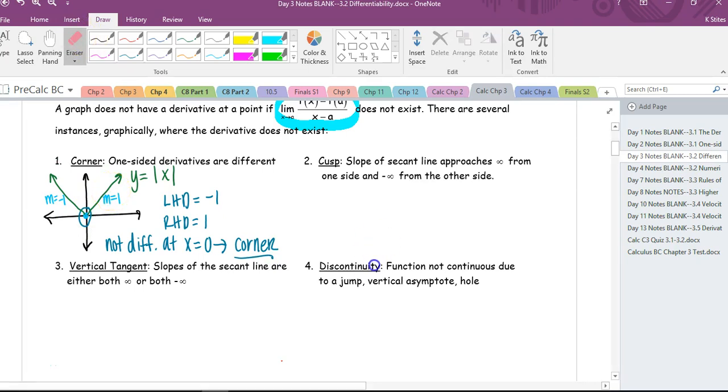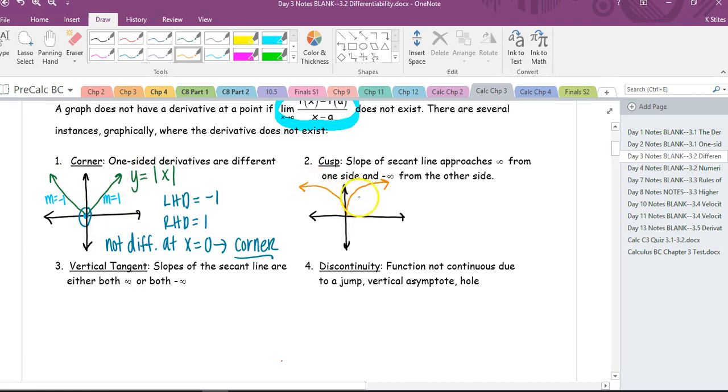All right, so a couple other situations. Next, we have what is called a cusp. A cusp is a little bit different from a corner. The slope of the secant line approaches infinity from one side and negative infinity from the other. So here is an example. You can see visually it is different from a corner, right? The corner, you have a constant slope on this side and a constant slope on the other side.